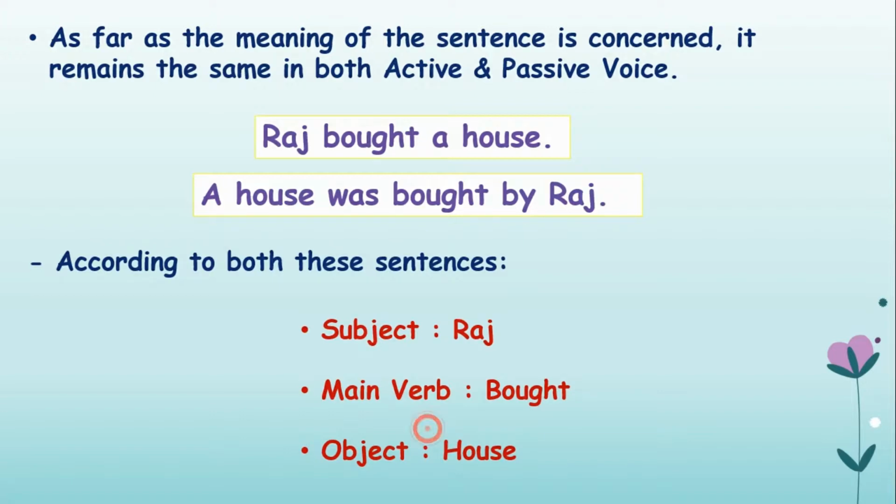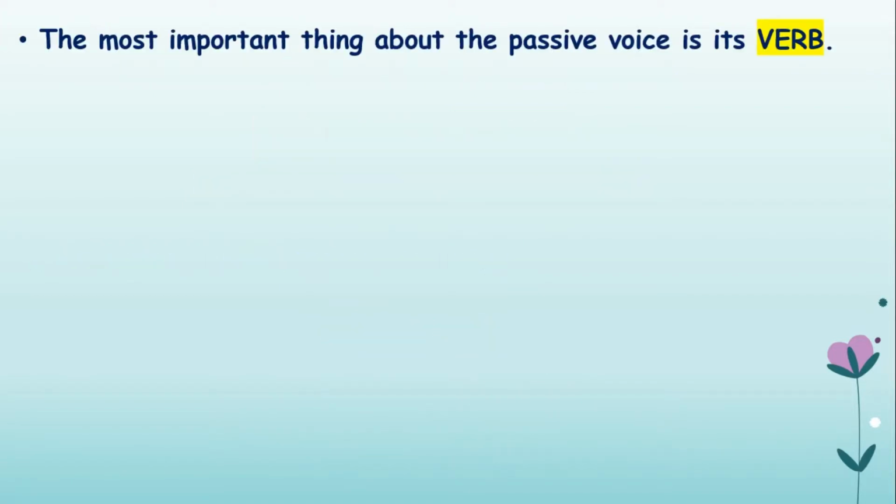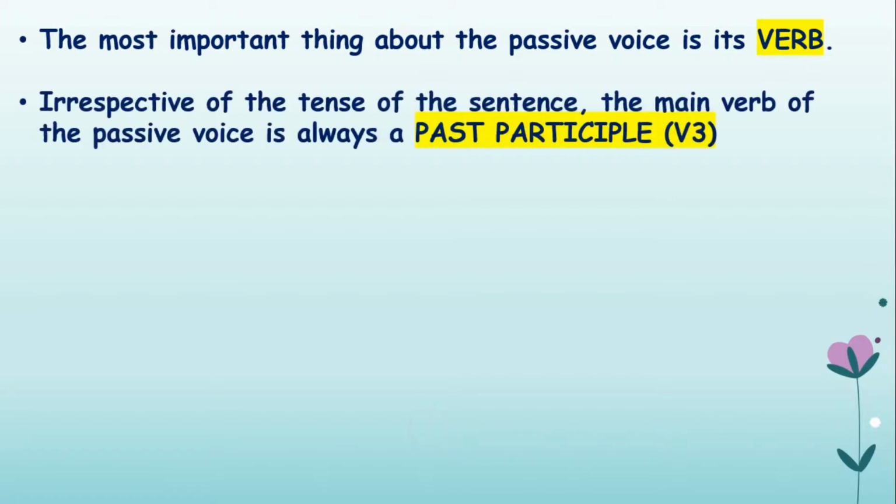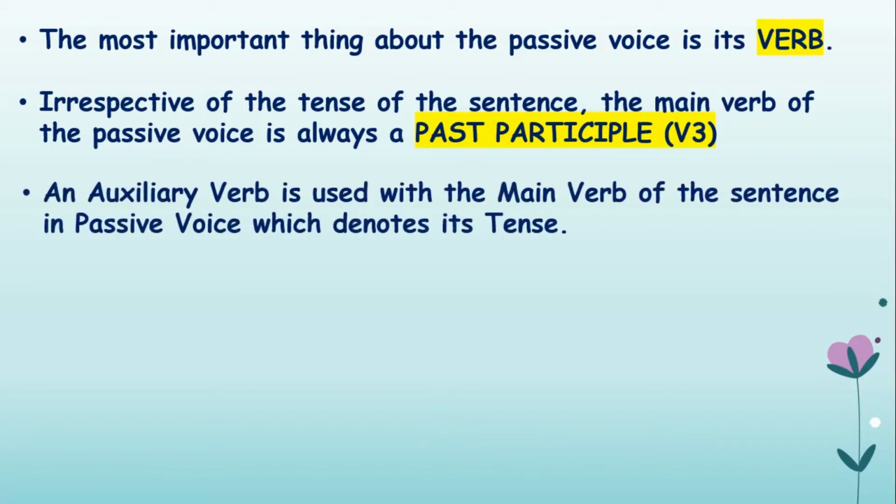Only structure changes. The most important thing about the passive voice is its verb. Really important. Why? Irrespective of the tense of the sentence, the main verb of the passive voice is always a past participle. That is the third form of the verb, V3. You have to keep this in mind. It is a blind rule. As far as the passive voice is concerned, its verb is always a past participle. Keep this in mind.